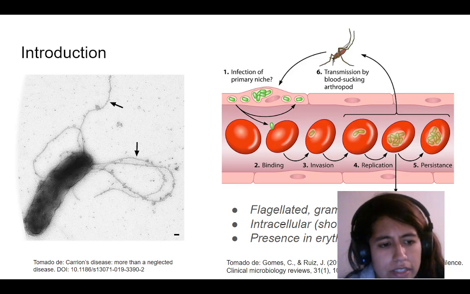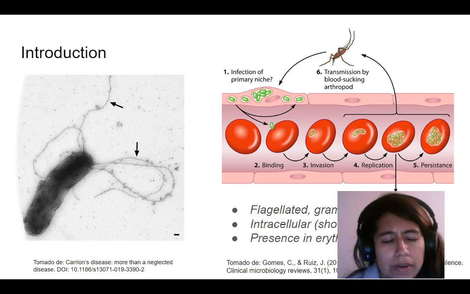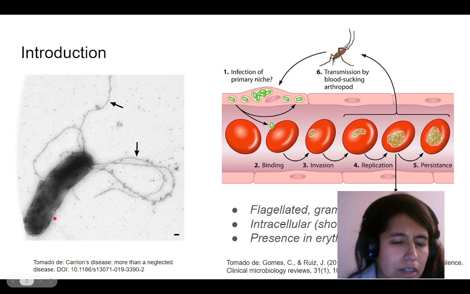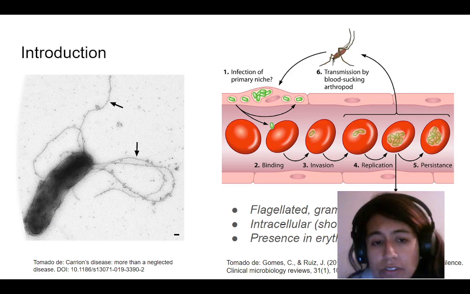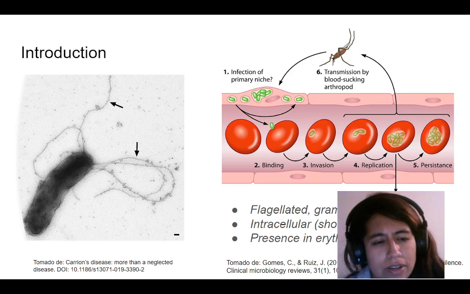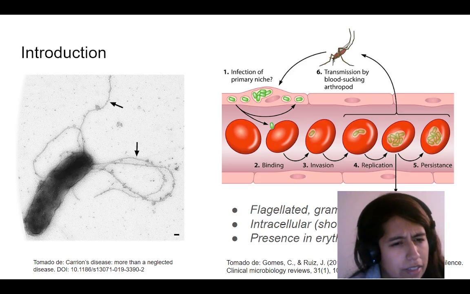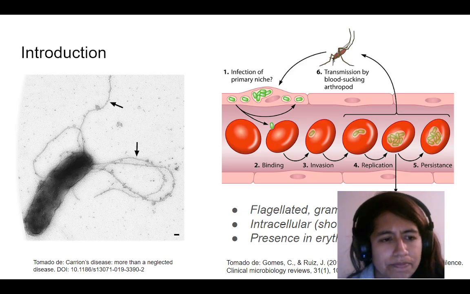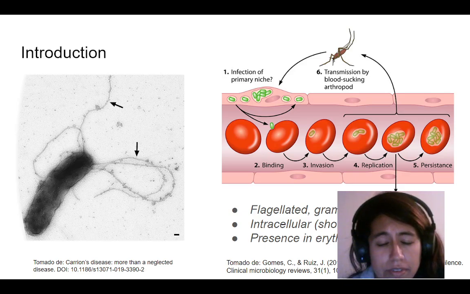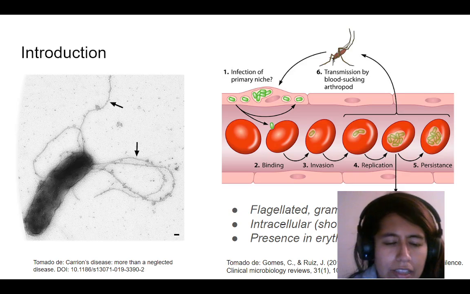Carrion disease is mainly produced by this pathogen here. This is an electron microscopic photograph of Bartonella bacilliformis. As we can see, it's actually a flagellated bacteria. It mostly possesses, I think, 6 or 12 polar flagella. It's a very small prokaryote. It's intracellular and it has a short genome based on the lifestyle it has.